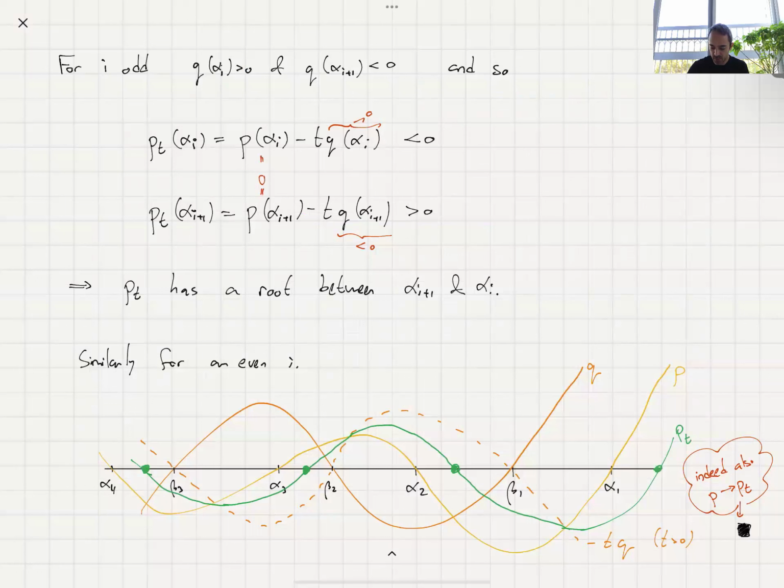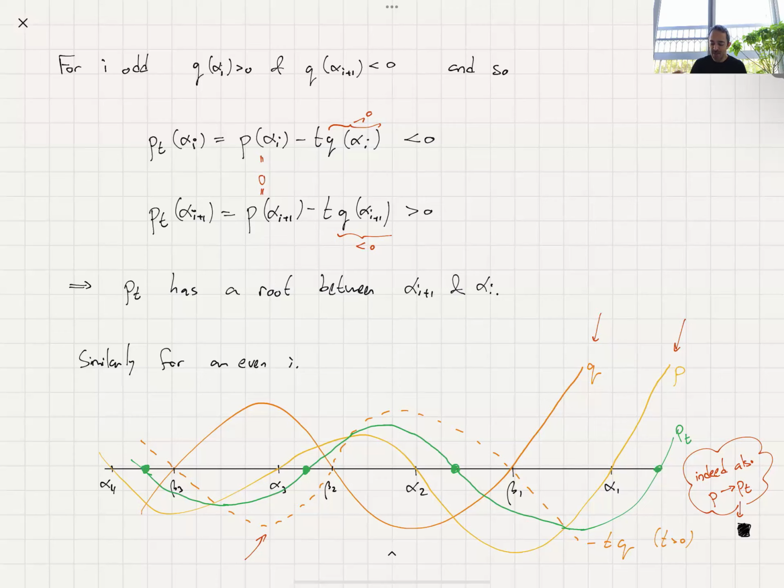So let's look at the picture first. It will help us deal with these equations. All I did here was to draw P. That's the yellow one here. You see it has roots at alpha 1, alpha 2, and so forth. And Q is the orange curve. Now PT is P minus T times Q, and T is positive. So if you want to draw PT, you really need to draw minus Q first, so it will be easier. This dashed line is maybe not minus Q, but some squashed version of it, minus T times Q for some positive T.